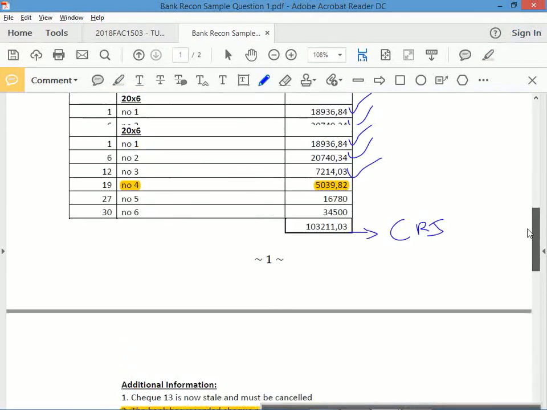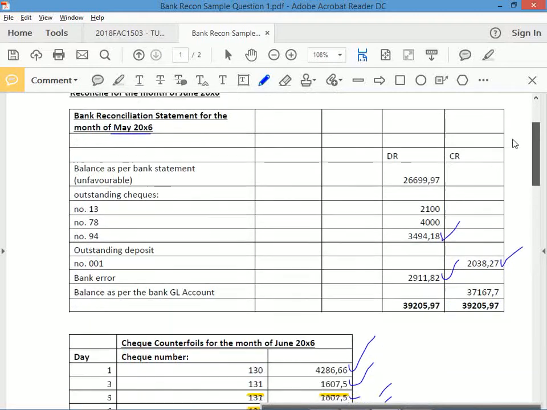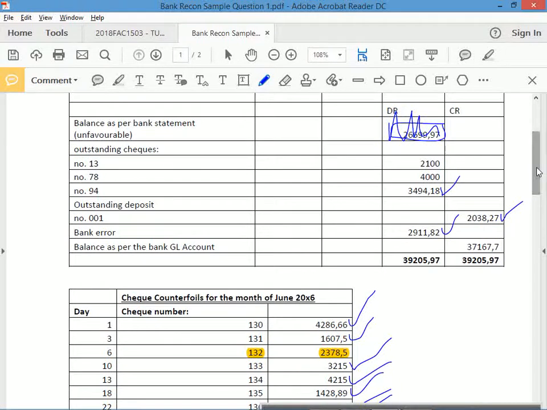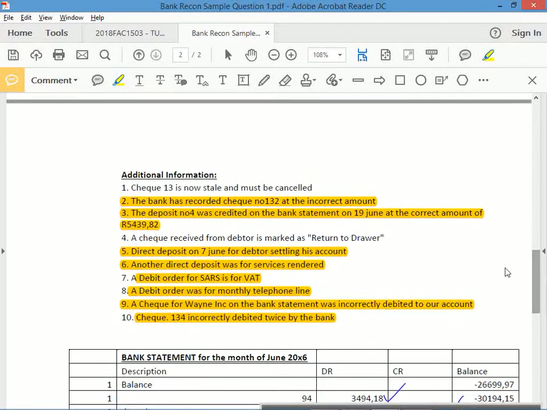Okay, let's go back and let's look at the rest of our books. Have I ticked everything here? Is this balance important? No, because that's last month's balance. You don't need this. Okay, outstanding checks. Did I tick these? No, I didn't. Okay, check number 13. Must I still provide for check 13? No, it's stale. Okay, look for additional information. Right, point number 1 talks about that check. Stale check. So what does that mean?